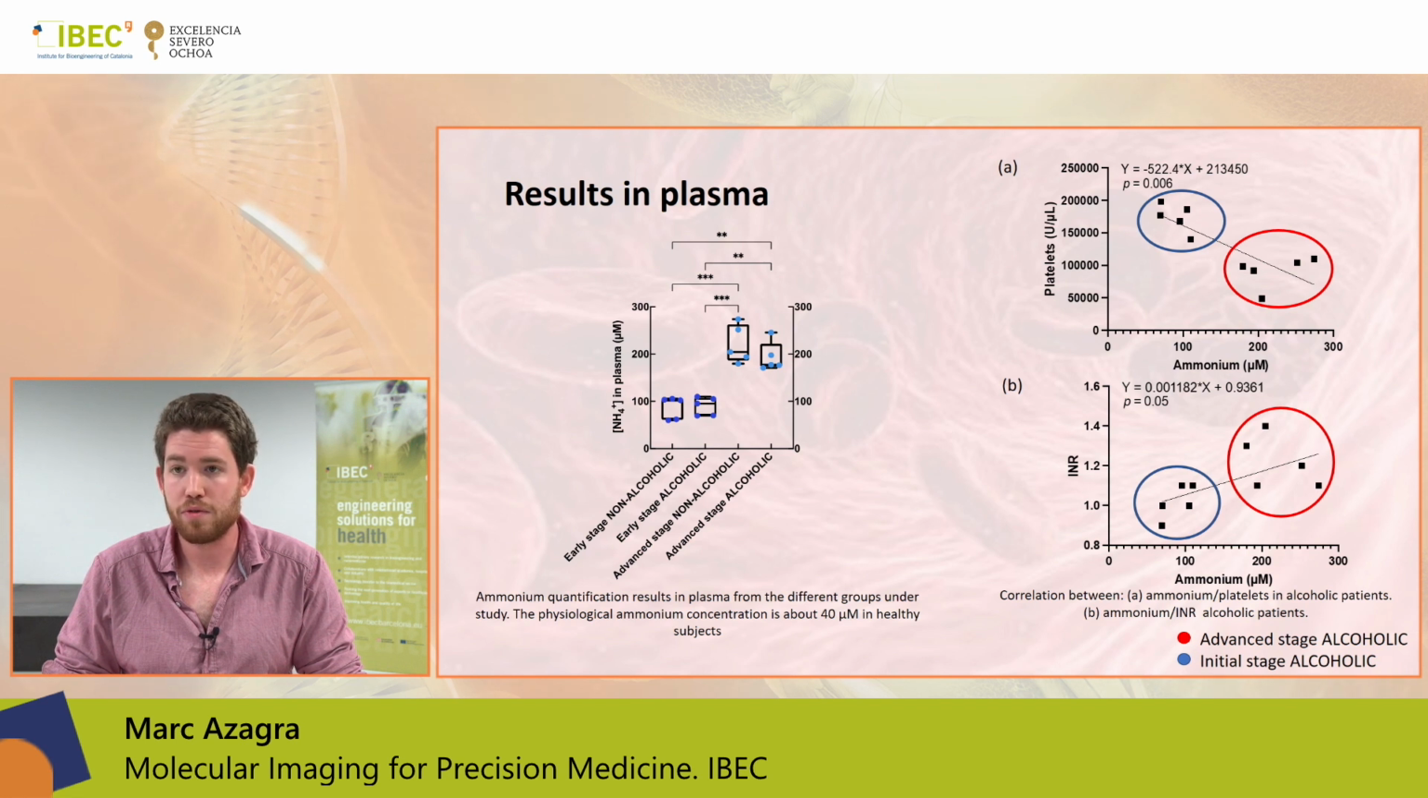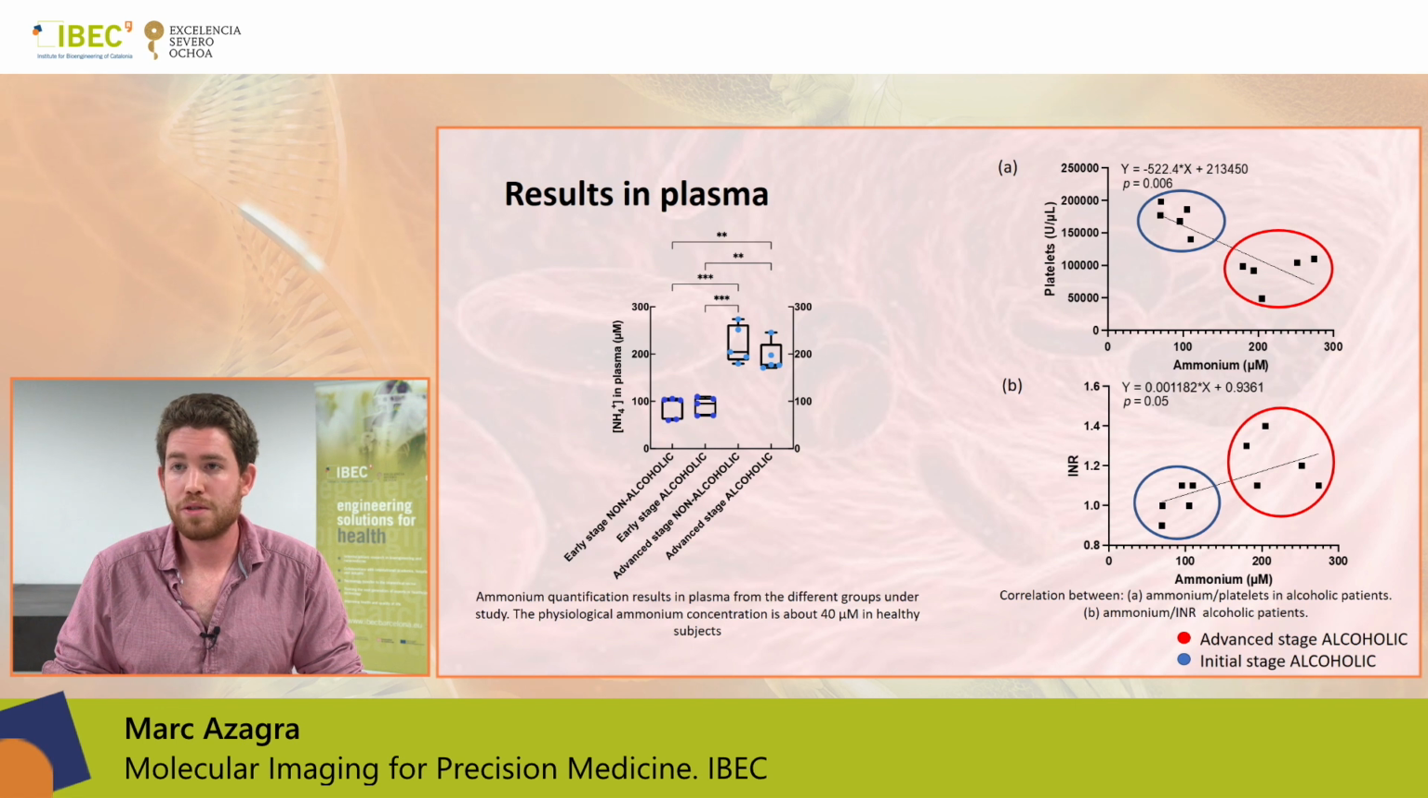We saw that for advanced stage for both alcoholic and non-alcoholic, the concentration of ammonium was around 200, while in the early stage it was around 100 micromolar. So this is quite higher compared with the 40 micromolar in healthy subjects.